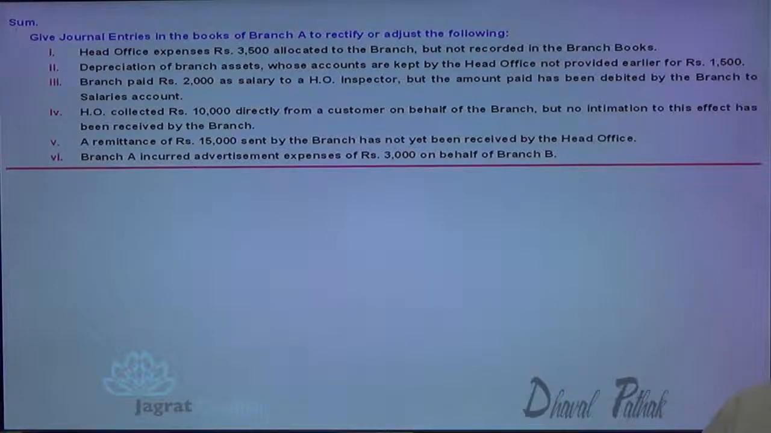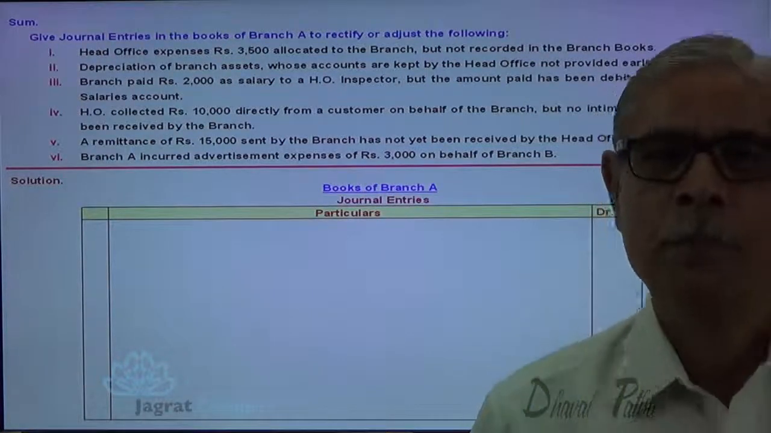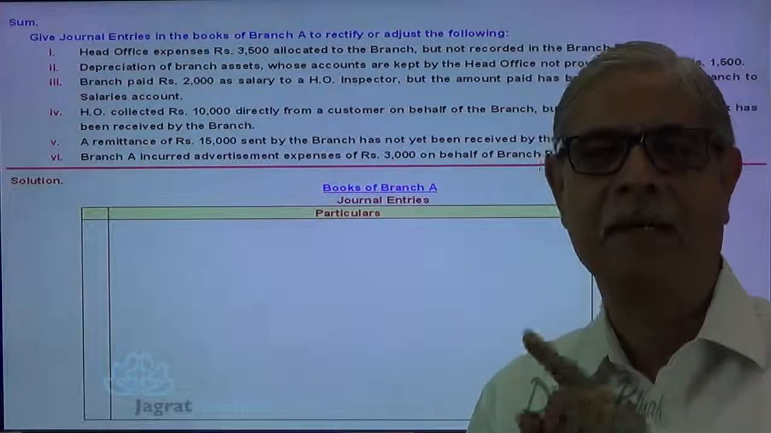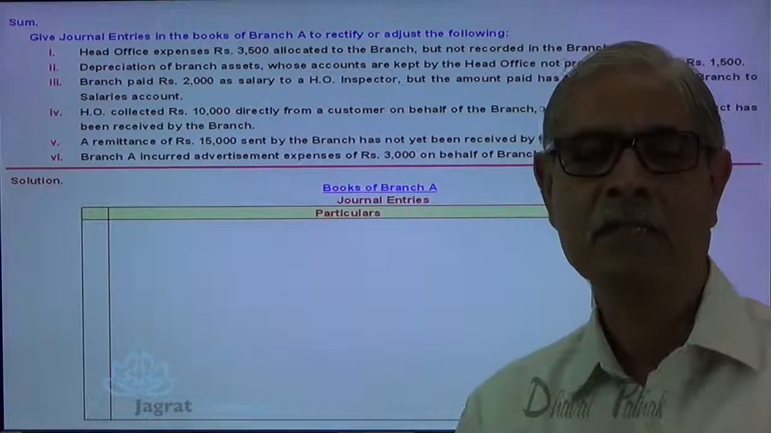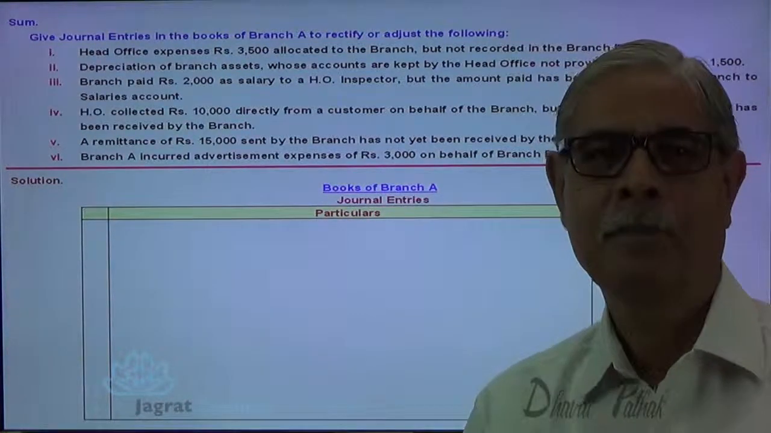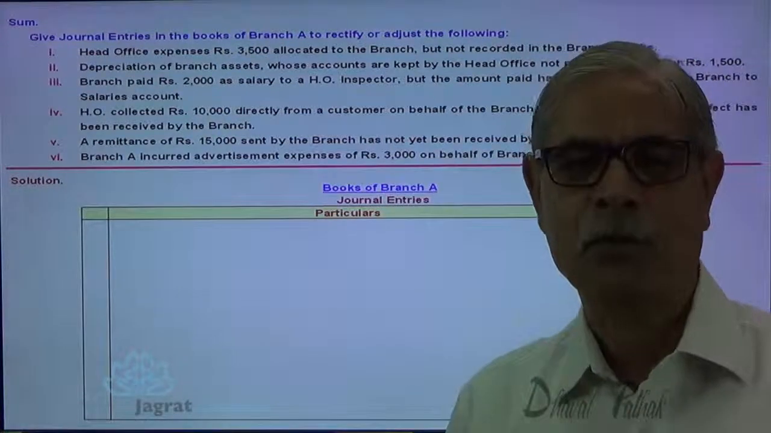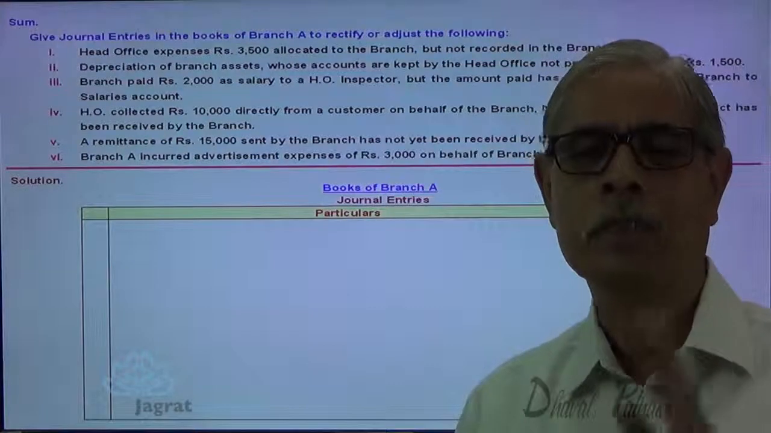Now let us write down the adjustment entries. Head office expenses 3,500 allocated to the branch, not recorded in the books of branch. So expense of branch not recorded in the books of branch, so expense account is to be debited. Branch has not paid cash for that. Who has paid cash for that? Head office has paid the cash for that. So HO is the giver.